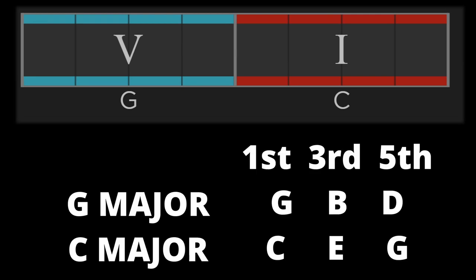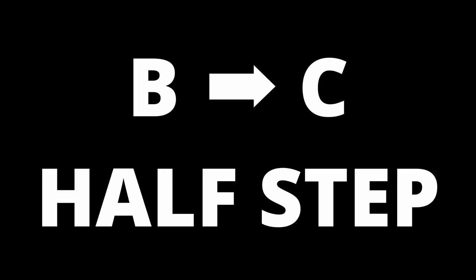Let's look at a 5-to-1 change in the key of C major to demonstrate this. The 5 chord in the key of C major is G major. The G major chord has the notes G, B and D. The C major chord has the notes C, E and G. Look at the middle note or third note in the G major chord. It is B. This is the closest note to the root or tonic of C major. It is only half a step or a semitone away from it. This creates the strong pull or desire to resolve that we hear in the perfect cadence.